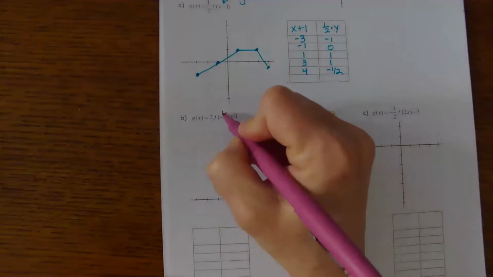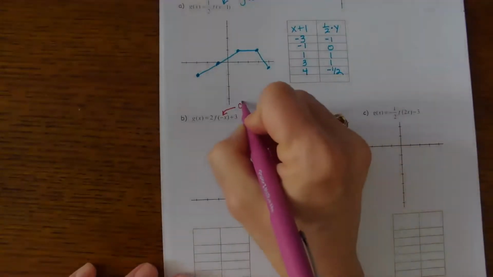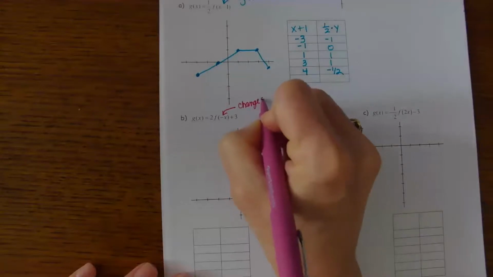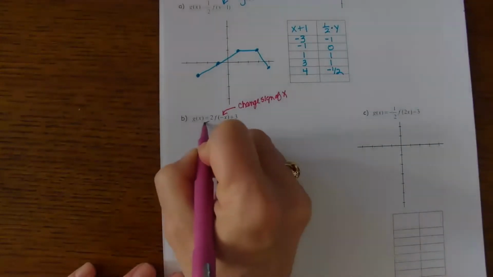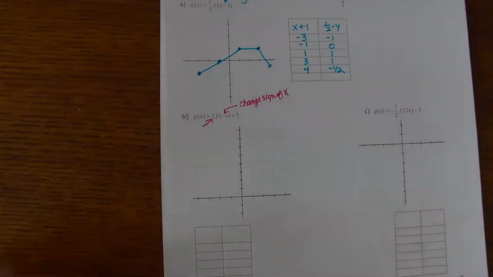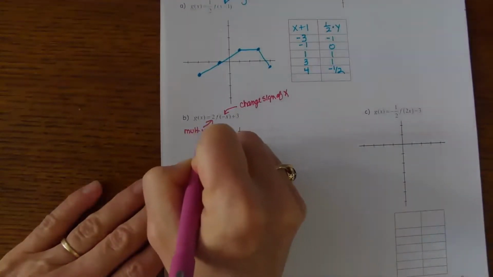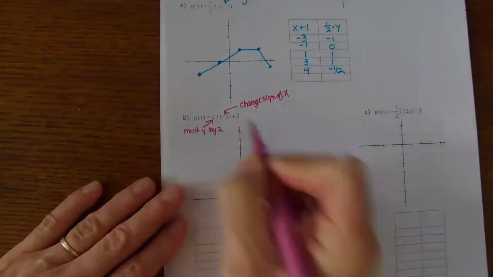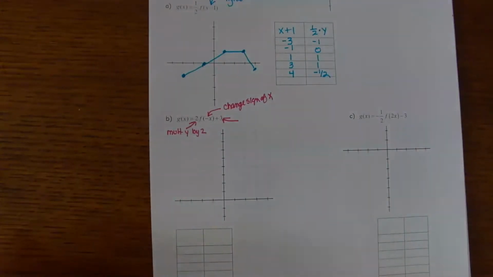Well, what does that do? It switches X's sign, right? There's not a number there. And what does that 2 do to it? The 2 affects what? X or Y? Is it inside or outside? It's outside the function. So multiply Y values by 2. And what does that 3 do? Goes up.